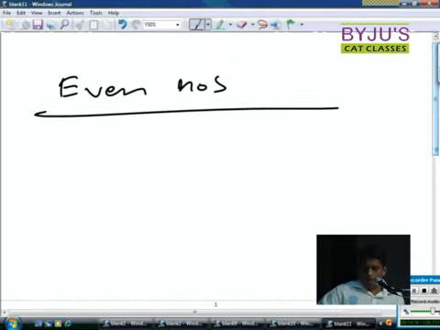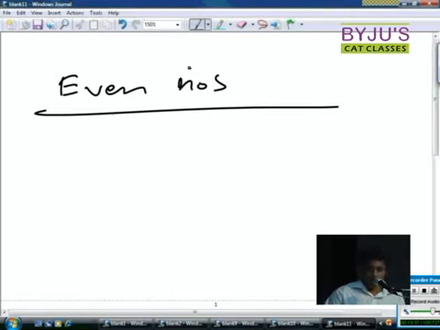Even numbers are numbers with 2, right? For sure. So first let's start with numbers where only 2's are involved. What are those numbers where only 2's are involved? They're all powers of 2. Numbers like 2, 4, 8, 16, 32.